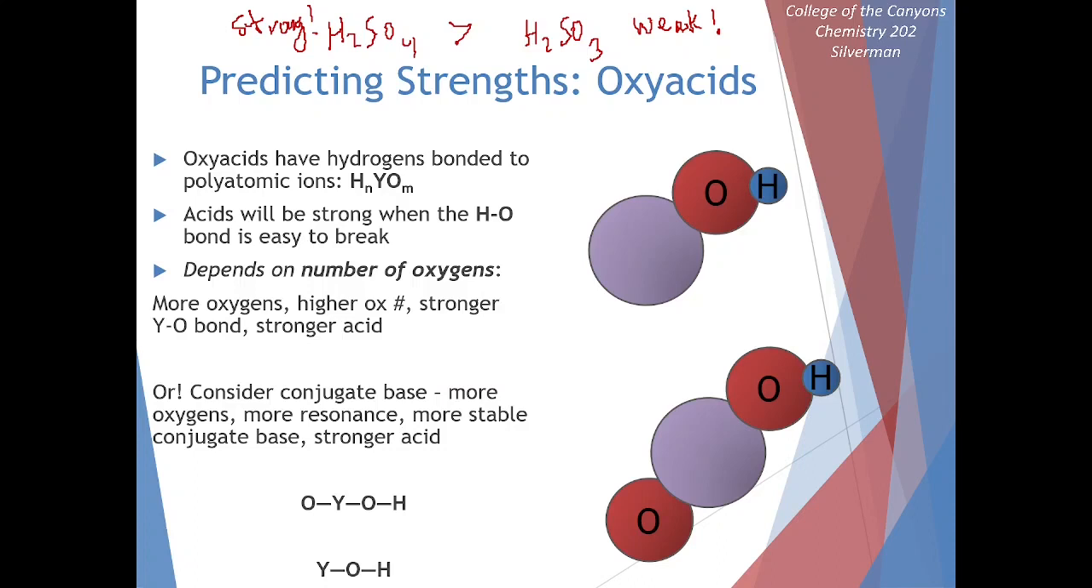The oxidation state on the sulfur in sulfuric acid is much bigger. Well, in fact, exactly 2 bigger. The oxidation state for sulfur in sulfurous acid is smaller. The larger our oxidation state, the stronger our acid.